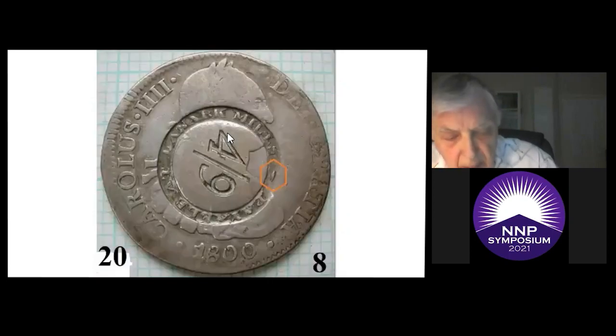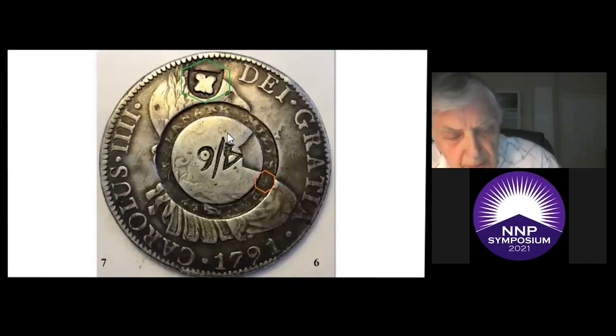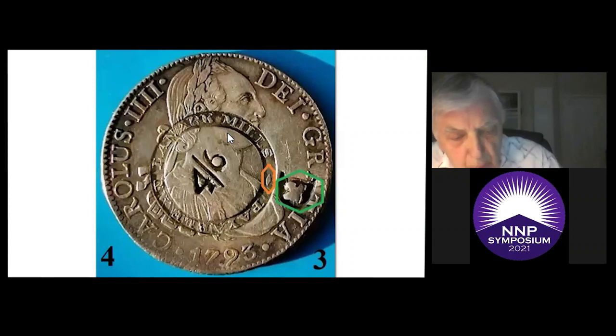The second variety is issued at 4 and 9, and it also has the lozenge stop, highlighted in orange. The third variety, issued at 4 and 6, has a star stop, highlighted in orange, with an extra countermark in the shape of a D with an X in the middle, highlighted in green. The fourth variety, also issued at 4 and 6, has a lozenge stop, highlighted in orange, and also an extra countermark in the shape of a D with an X in the middle, highlighted in green.